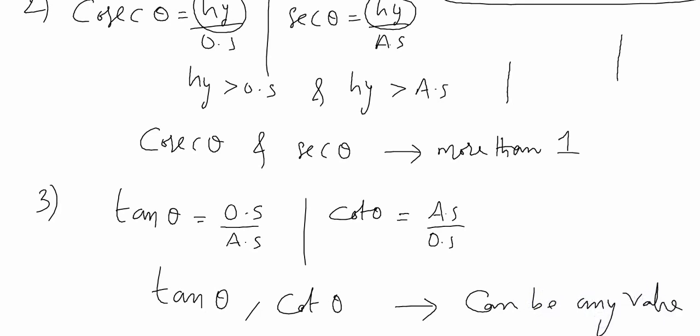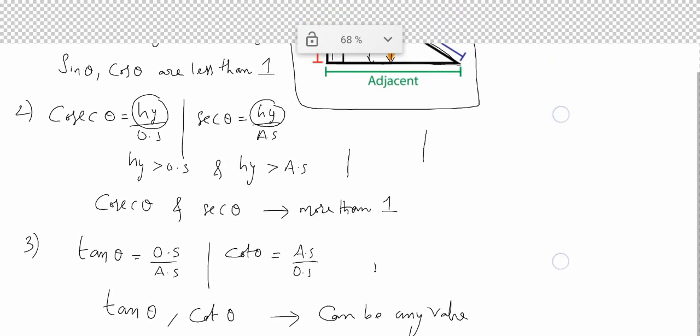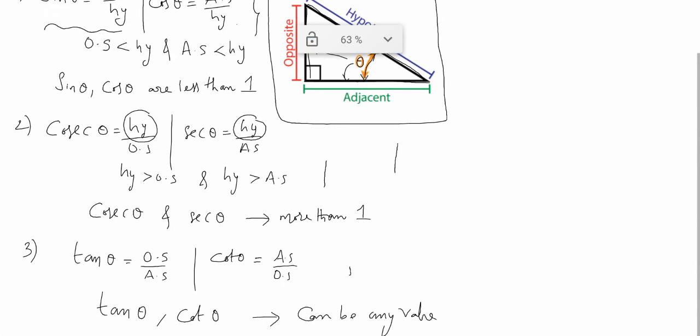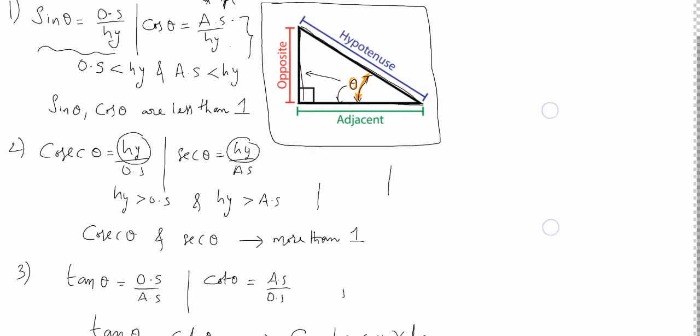So in this way I have explained the limits of 6 trigonometric ratios. Hope you are clear with this. First one, sin theta, cos theta are always less than 1, means cannot be more than 1. Cosec theta, secant theta always more than 1. Tan theta, cot theta can be any value.